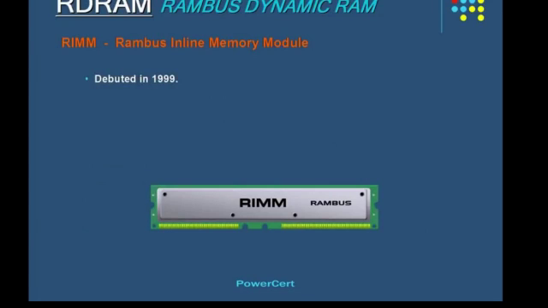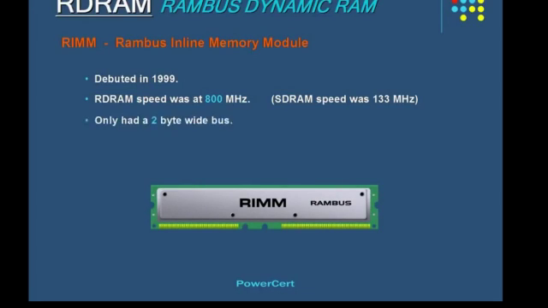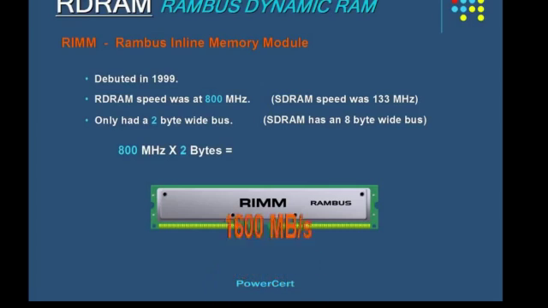When RDRAM debuted in 1999, it ran at 800 megahertz, which was considerably faster than SDRAM, which ran at 133 megahertz at that time. But even though it was a lot faster than SDRAM, RDRAM only had a 2-byte wide bus, compared to SDRAM, which had an 8-byte wide bus. So if you multiply the speed of RDRAM, which was 800 megahertz, times the bus width, which was 2 bytes, you will get a total bandwidth of 1600 megabytes per second.